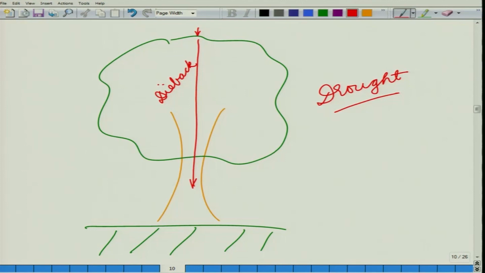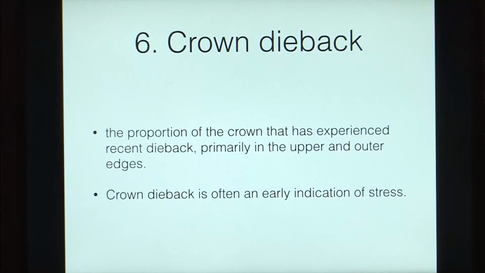Now, coming back to the slides, in the case of a crown dieback, we measure the proportion of the crown that has experienced a recent dieback. Any dieback that had occurred long back will not be counted here, and it is primarily in the upper and the outer edges, and this is an indication of stress.